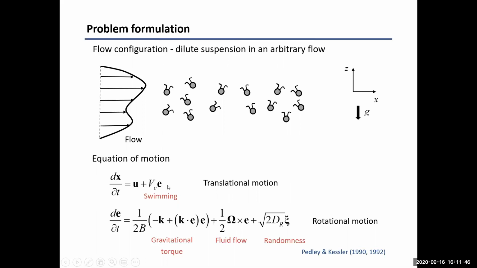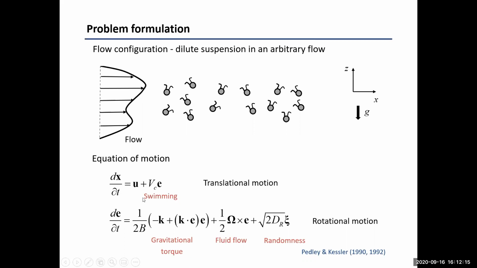So E is actually the orientation vector of the swimmer, and this orientation vector obeys the famous Jeffery equation, which is given by the 1/2 omega cross E term. But as I said, I'm interested in dealing with the bottom-heavy, gyrotactic swimmer. Therefore, I'm going to add this famous term introduced by Pedley and Kessler.